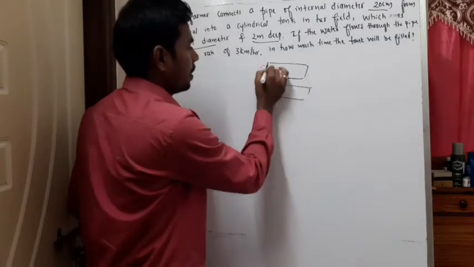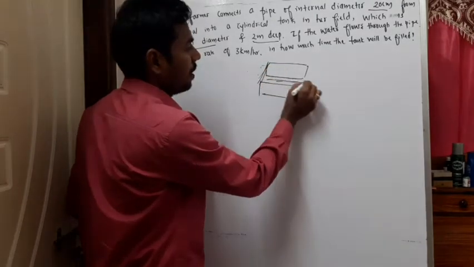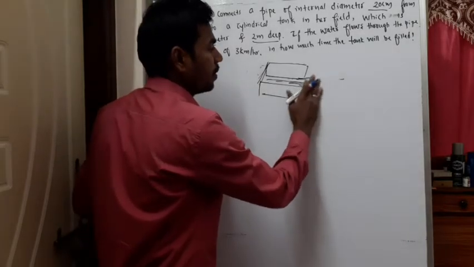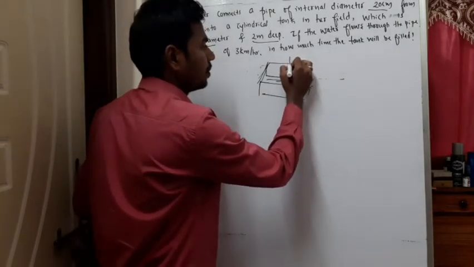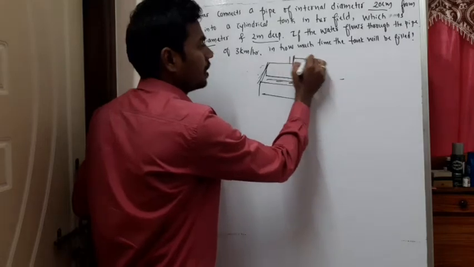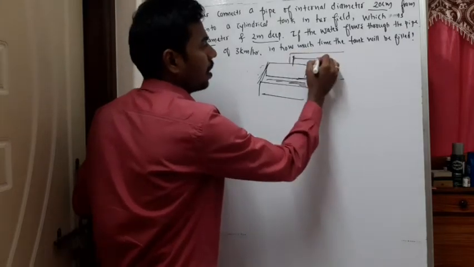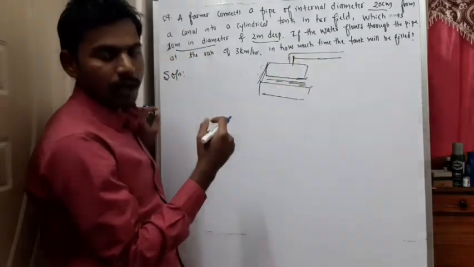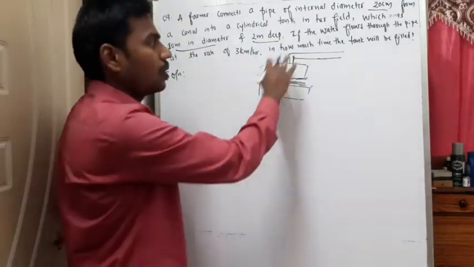There is a canal. From this canal water is flowing. From here there is a pipe. The pipe is connected to it. So usually people will collect the water from the canal. How do they connect? Through the pipe.